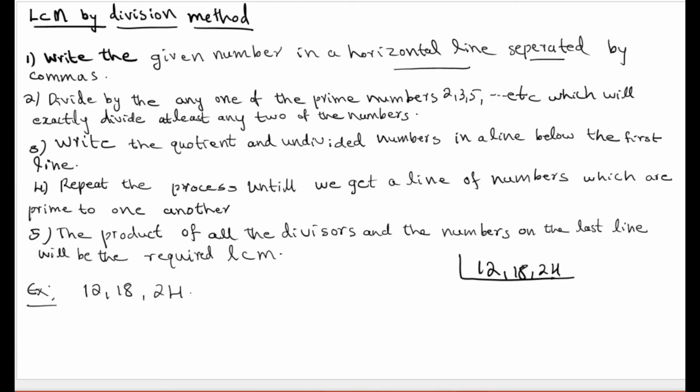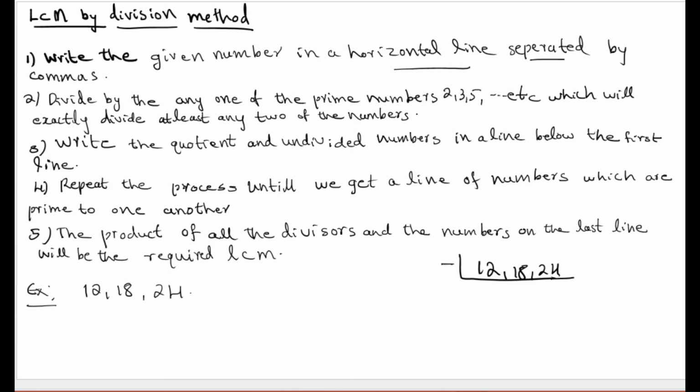That means if you take any one prime number, that prime number must divide any 2 of the given numbers. For example, I am taking 2. 2 6s are 12, 2 9s are 18, 2 12s are 24. This 2 divides 2 or more numbers, so 2 is possible.